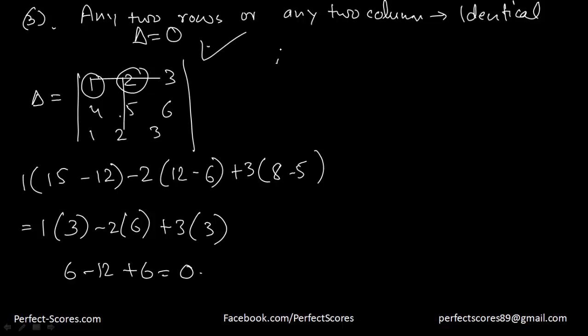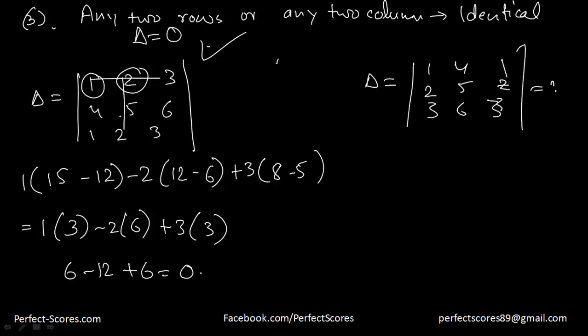So suppose you're getting this, that if there are any two rows or any two columns in a matrix which are identical, similarly even this matrix is going to be equal to 0, that is 1, 2, 3, 4, 5, 6, and 1, 2, 3. Even this is going to be equal to 0 because these two columns are identical. So let's move on to the next property, guys.